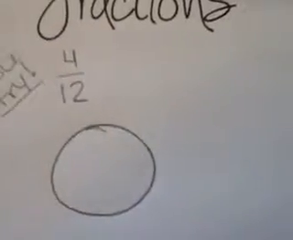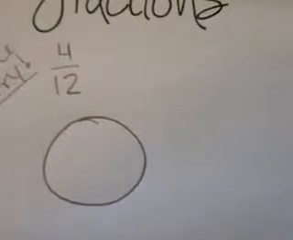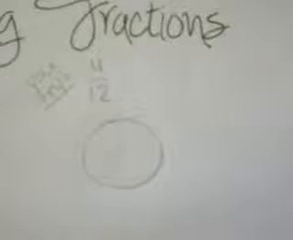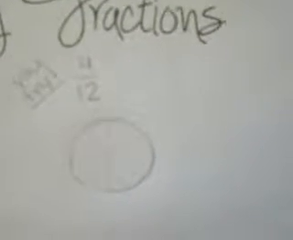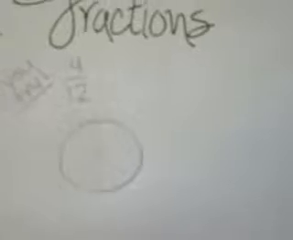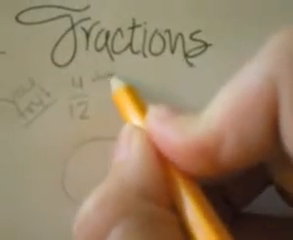Alright, now you try a problem. 4/12. I want you to pause the video, press play when you're ready to check your answer. Okay, so we have to divide both 4 and 12 by the same number. You could have picked a couple different numbers to start with, but I'm going to pick the largest factor, which is 4. So you can divide both 4 and 12 by 4.